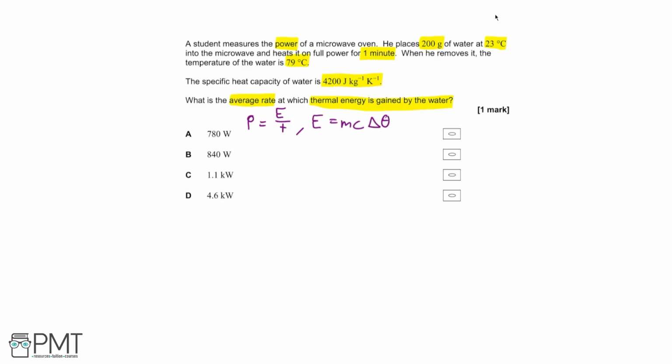So what we see here is that we've been given an initial temperature, theta I, and final temperature, theta F, because we end at 79 degrees Celsius and we start at 23 degrees Celsius. We've been given a mass of water. We've been given how long the water is heated for, the time. And we've also been given the specific heat capacity. Our aim is to calculate the average rate at which thermal energy is gained by the water, which is just equal to the power dissipated in the water, P. So therefore, we can first calculate the energy transferred to the water.